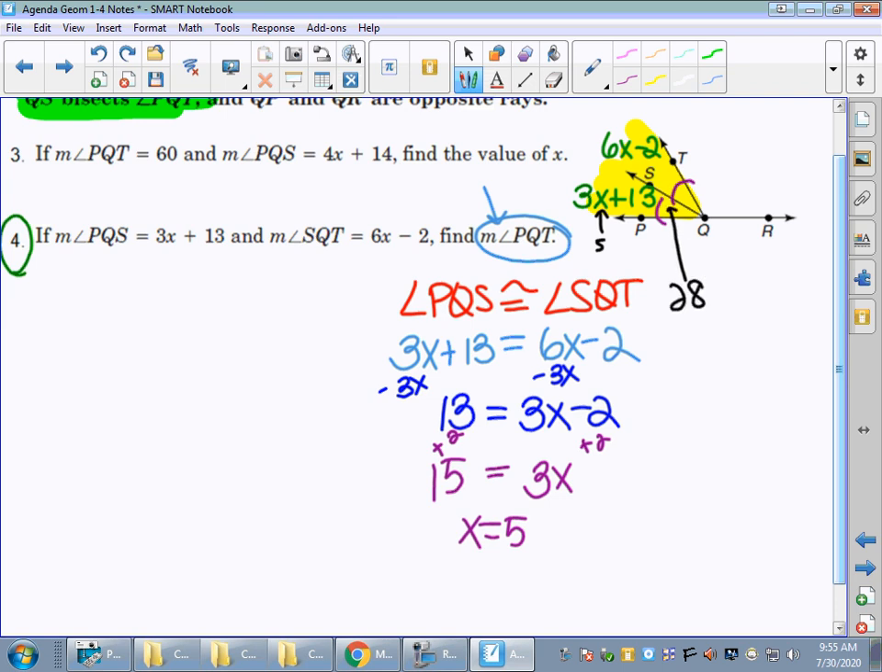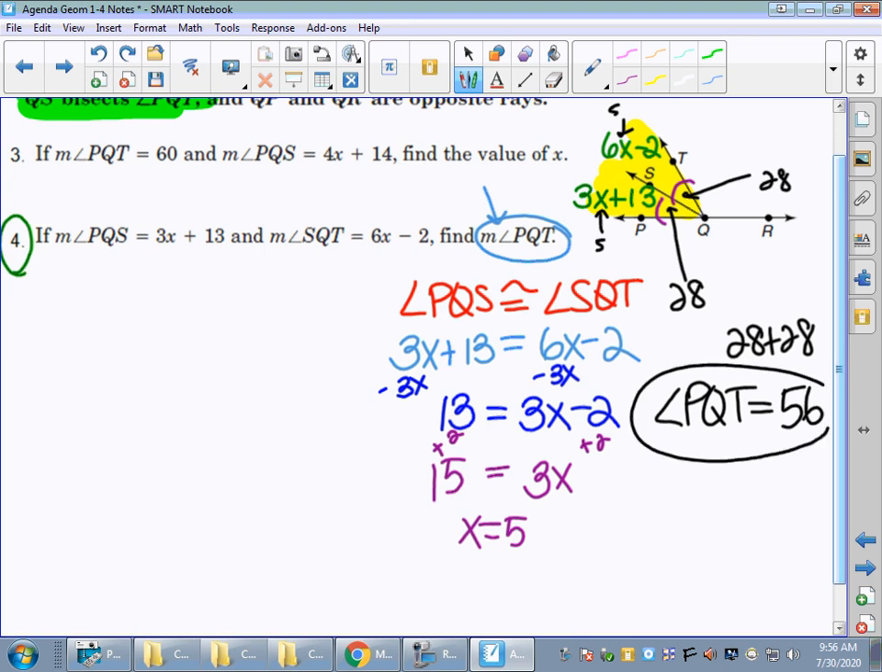Now you might just be like, oh, well, the other part has to be 28, but I like to double check, make sure I did my work right. If I put a 5 in here, 6 times 5 is 30, minus 2 is thankfully 28. So angle PQT must be equal to 28 plus 28, which I believe is 56 degrees.